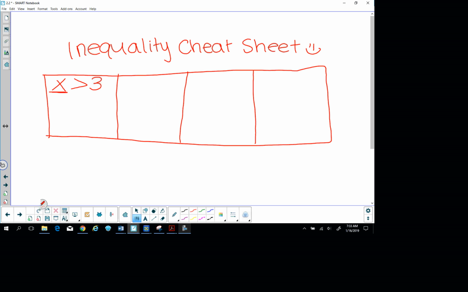x is going to be a lot of different numbers. And how I remember it is I just draw a Pac-Man like this. And the Pac-Man's hungry. He wants to eat the bigger number. And so when the mouth is pointed towards the x, I know that x is greater than that number. So we're going to write that number. So x is greater than 3.